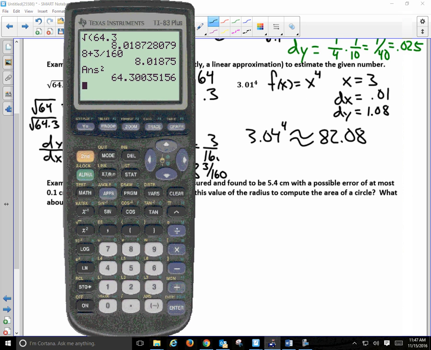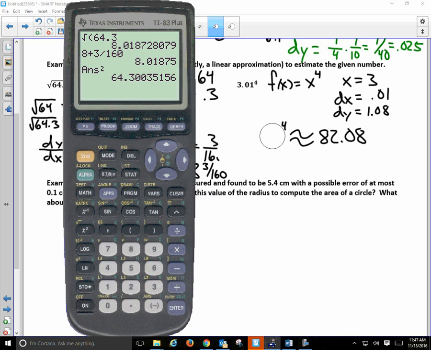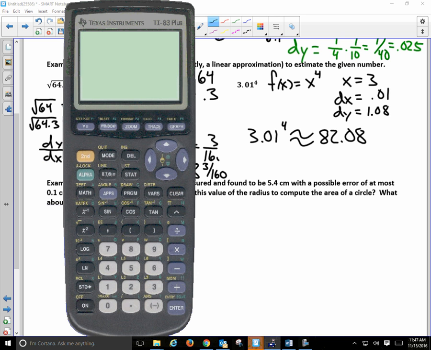Whoops, sorry. 3.01 raised to the fourth power, 82.0854. So again, pretty close. And you can see where Newton was able to use a lot of different values to estimate.